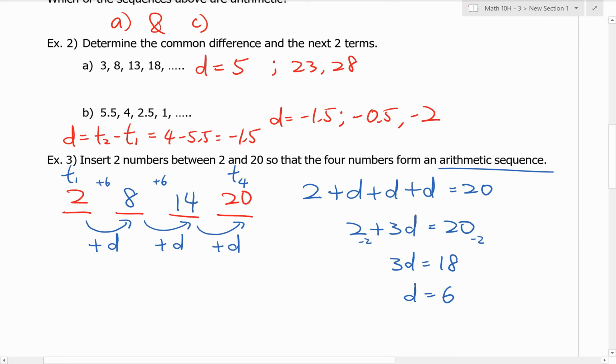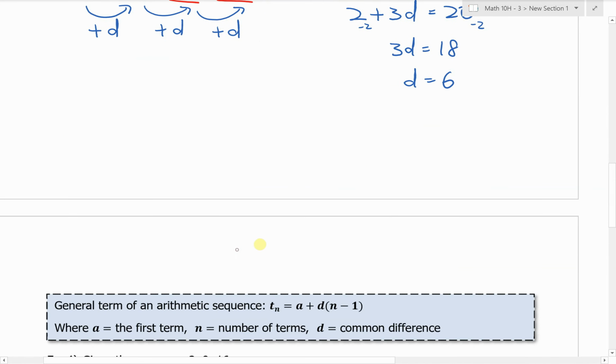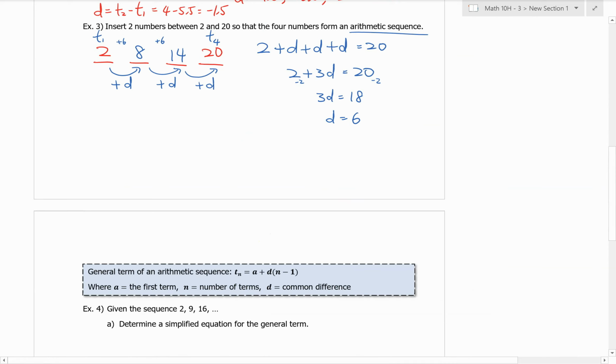Okay. Hopefully that makes sense to you, because this really leads us to the formula for an arithmetic sequence. I'm going to zoom this out a little bit so we can see both here. I'm going to read this out. It says the general term of an arithmetic sequence is given by Tn, and it is equal to a plus d times in brackets n minus 1, where a is the first term, n is the number of terms, and d is the common difference. I'm going to show you how this and this are pretty much related.